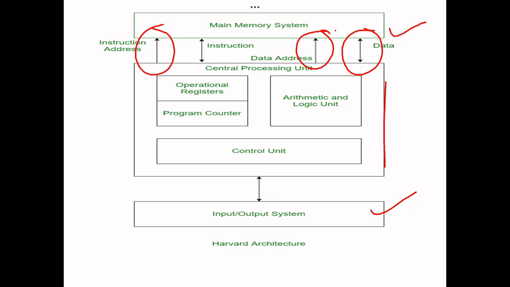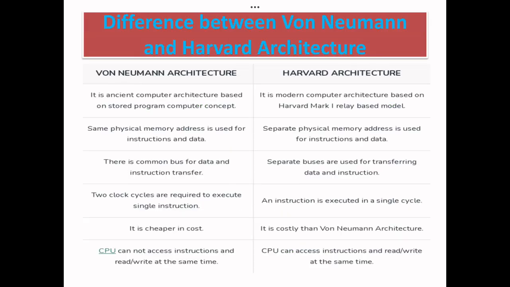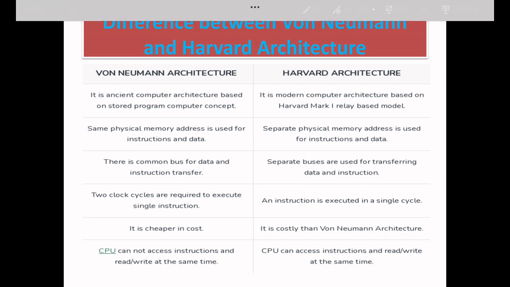Now we will come here. This is the main difference. You have to remember this, as this question will come in your semester end exam: write the difference between the von Neumann architecture and the Harvard architecture. The von Neumann architecture is based on the stored program computer concept, and for Harvard, you will write this in the exam.